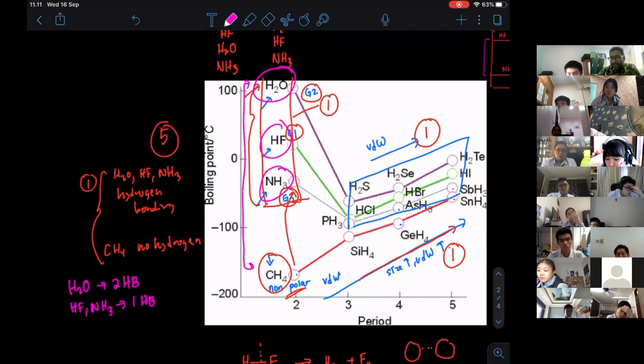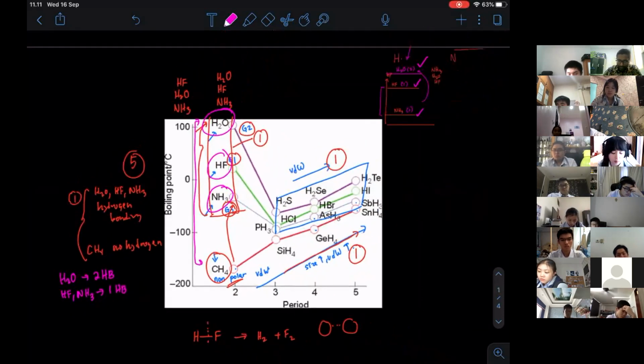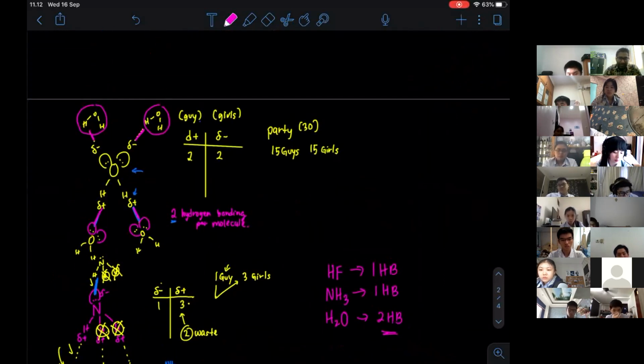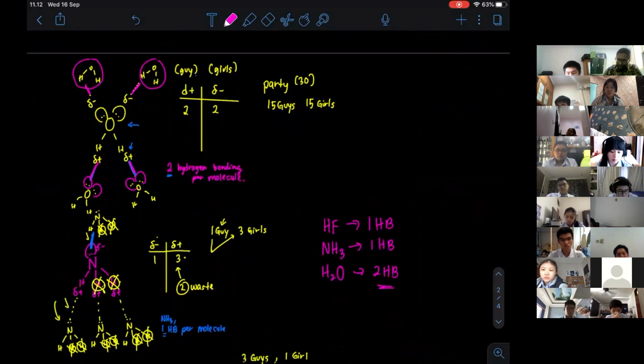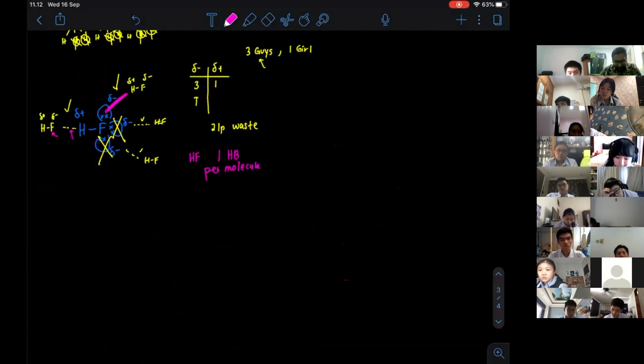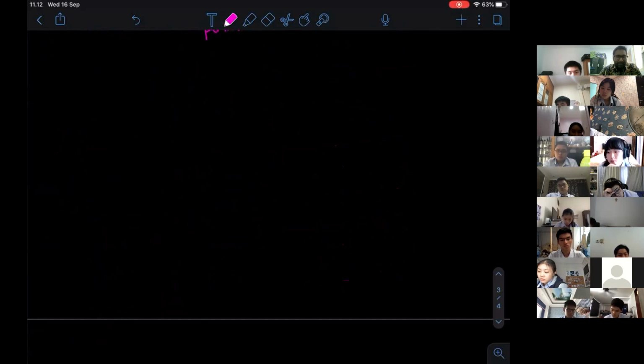I hope you remember this. In summary, what I want you to know, if you do not know how to explain, it's still fine. I want you to memorize this: water can form two hydrogen bonds, HF and ammonia each molecule can form one hydrogen bond only. So please remember this. Now, next, there are some parts that you need to memorize.